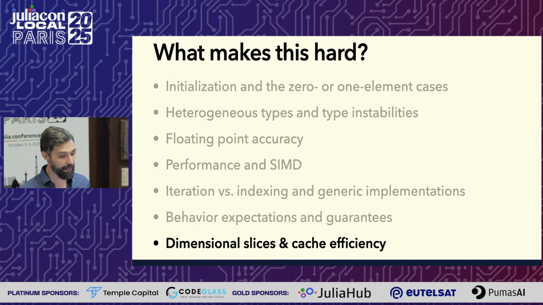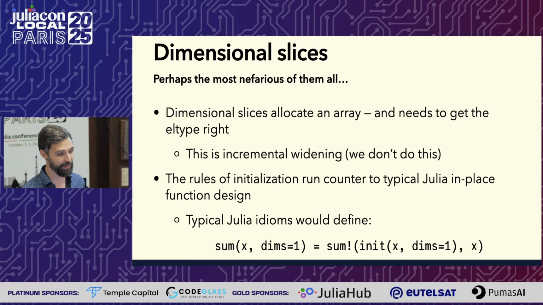The last thing that really makes this hard is dimensional slices. And this is perhaps the worst one of them all. That's where most of the challenges in the base library are, because dimensional slices allocate an array, and you need to know the element type of the output that you get. And this is the classic problem of Julia. You're doing array operations. You need to figure out what the output element type is going to be, and it needs to get that element type right.